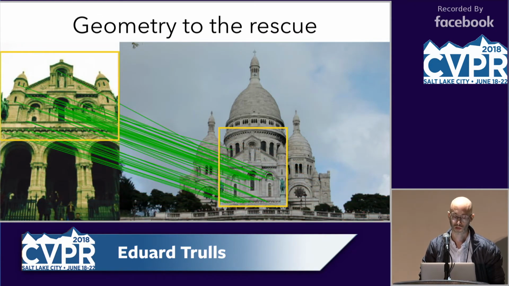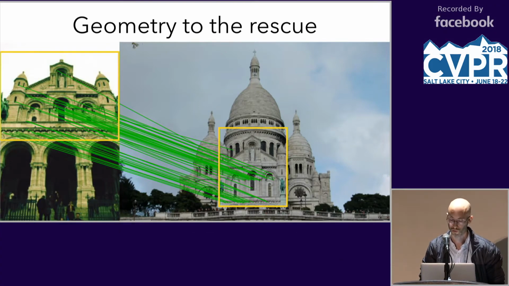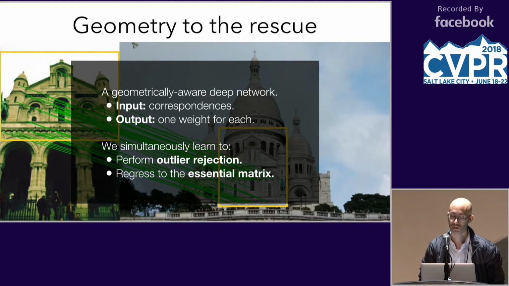So we are presenting a novel approach to solve this problem, now with a deep network, by relying on geometry to train it. So we have a geometrically aware deep network, which takes as input only the correspondences, that is only pairs of key point coordinates, exactly the same input as we would have in traditional methods, and produces 1 weight for each correspondence, which indicates their probability of being an inlier. We show how to train this network by learning to perform outlier rejection so that the inliers are consistent with rigid motion as encoded by the essential matrix.